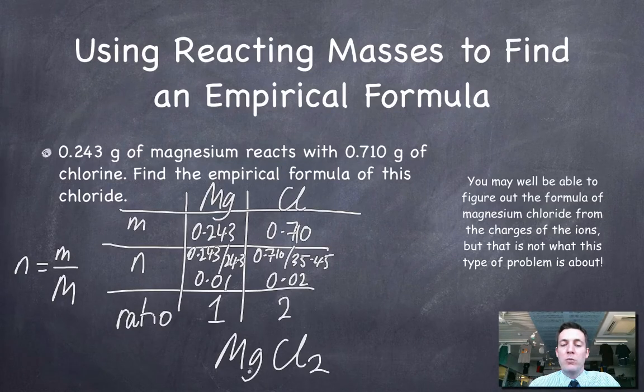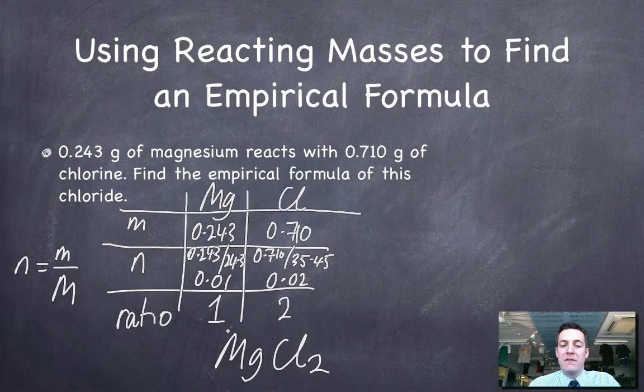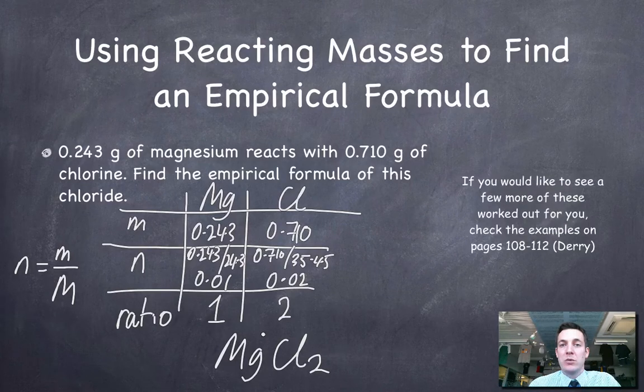This tells us that for every 1 magnesium there are 2 chlorine atoms. But if this was a molecule, I wouldn't know how many magnesium atoms there were in one particular molecule and how many chlorine atoms, but I'd know that it would have to be a multiple of this ratio.